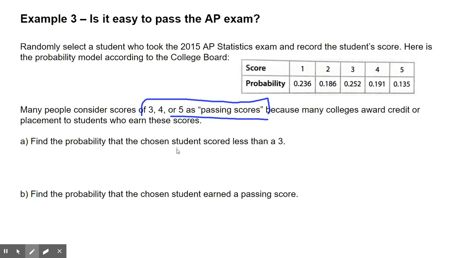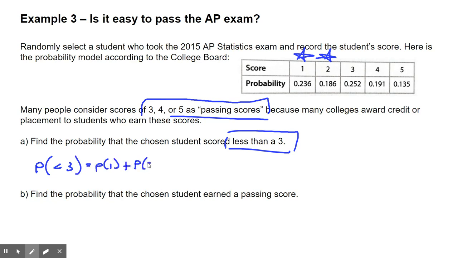Find the probability that the chosen student scored less than a 3. Less than a 3 means you scored a 1 or you scored a 2. So the probability that I scored less than a 3 is equal to the probability of a 1 plus the probability of a 2. I'm going to add 0.236 plus 0.186. And again, I simply add them because you either get a 1 or you get a 2. You can't get a 1 and a 2 at the same time, and we get 0.422. So you have a 42% chance of not passing, right? This would be not passing.